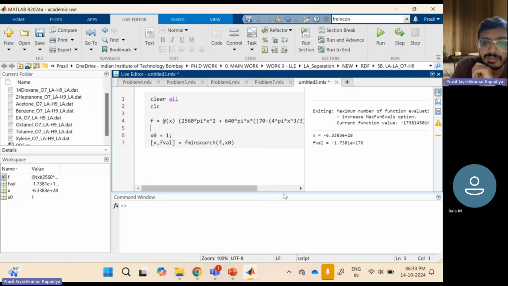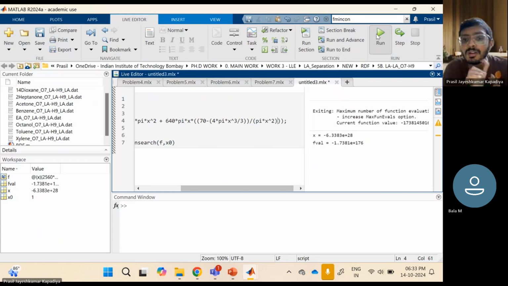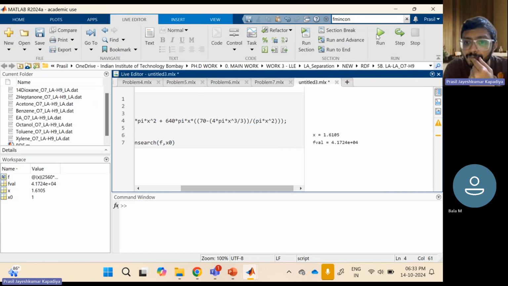Let's do one thing. Let's add one more bracket here. Yeah, now it is coming out. What was happening? If there was no bracket here, it was just doing divide by pi into x square. It was not doing the whole divide by pi x square. Okay, so what are we getting?